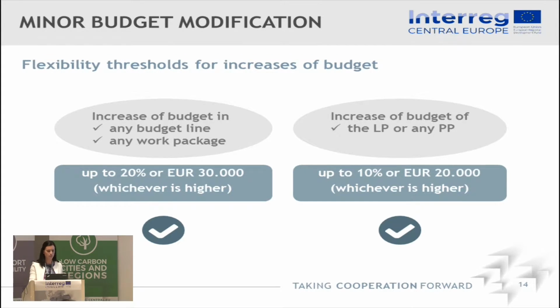And there you have the flexibility thresholds. On the one hand, you can increase a budget in any of the budget lines or in any work package up to 20% or up to 30,000 euro, whichever is higher. So if 20% is more than 30,000 euro, you can go up to 20%. And on the other side, you can increase the budget of the lead partner or any project partner up to 10% or 20,000 euro, whichever is higher.